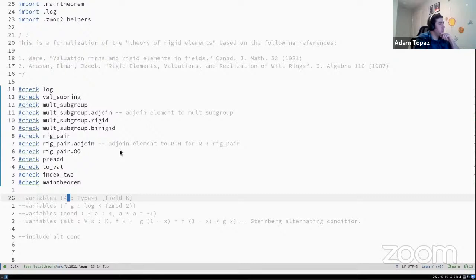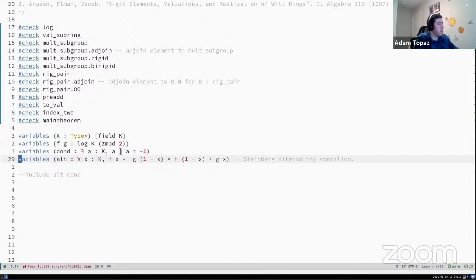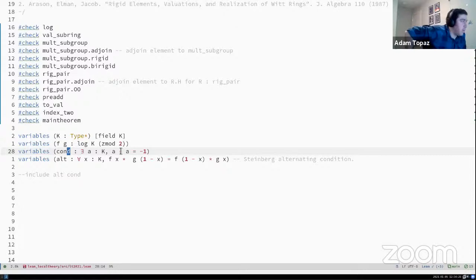definitions and theorems. But let me actually state the main theorem of this work. So I'm giving myself a field K, two logarithms from K to Z mod 2. I need to assume the condition that the field K has that negative 1 is a square in my field K.